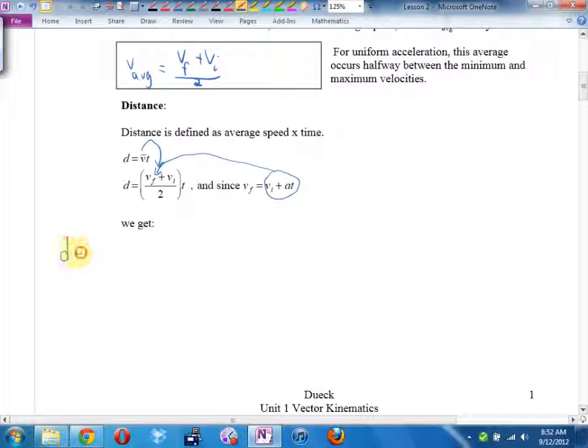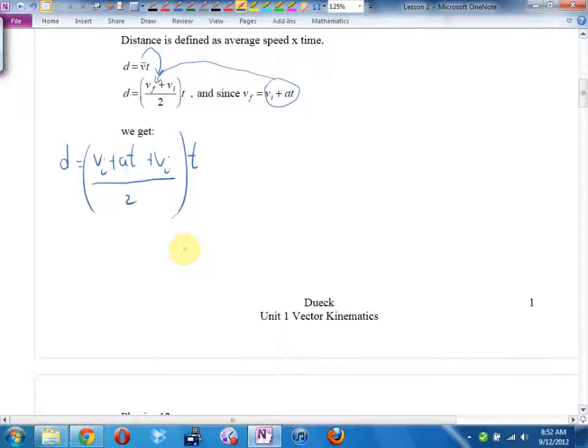I get this. D equals, instead of V final, I'm going to write VI plus AT, and then there's plus a VI, and that's all over 2 times T. What's 1 VI plus 1 VI? Those are like terms. If I gather like terms, what is 1 VI plus 1 VI? Oh, so I can go like this. 2 VI plus AT, times T over 2.